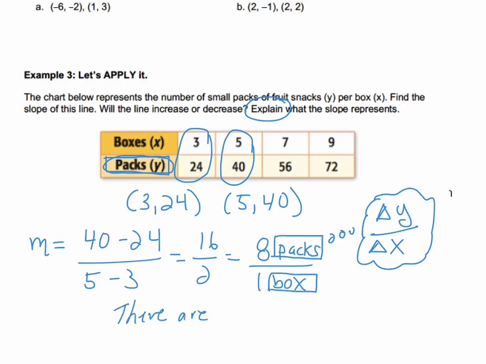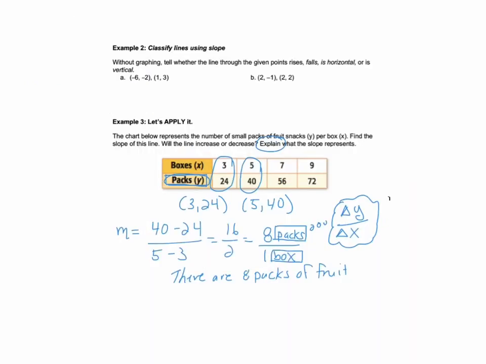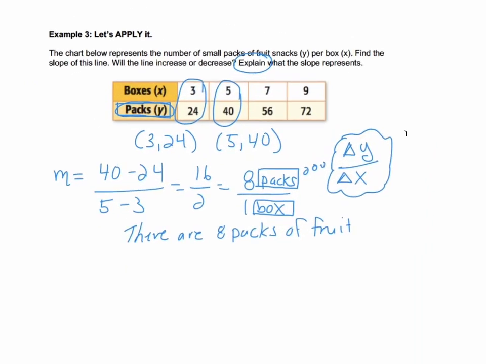There are 8 packs of fruit snacks. I really like that word per. I'm going to use it. There are 8 packs of fruit snacks per box. I like to go back through my question, make sure I did all the things it asked me to.